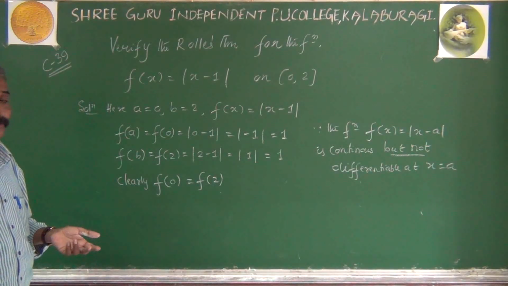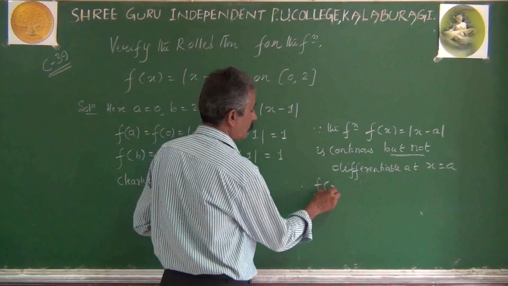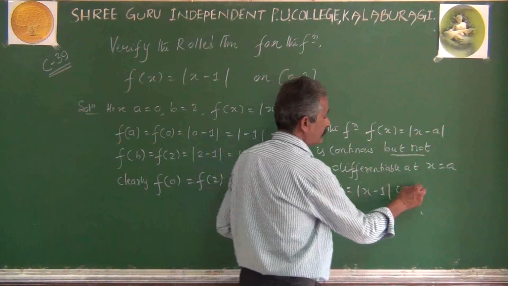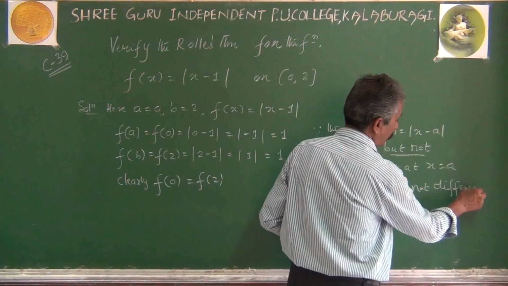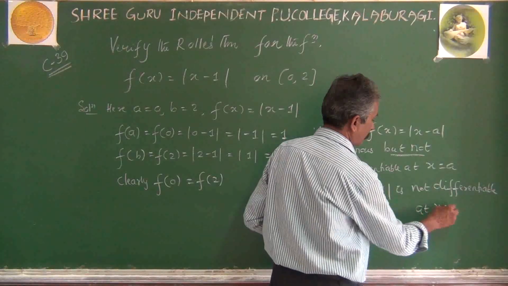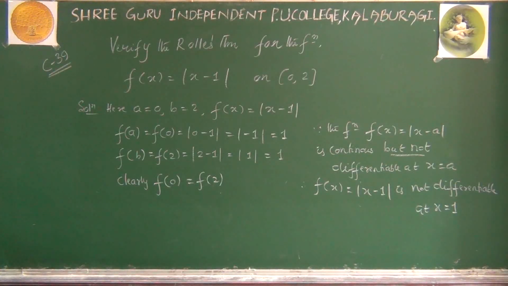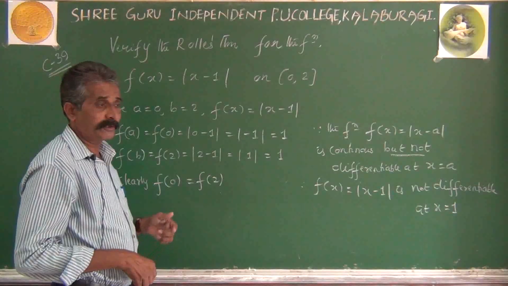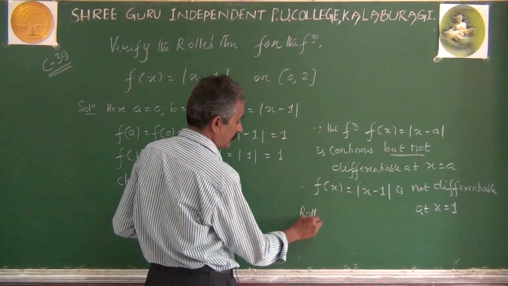Obviously, Rolle's theorem also fails. Therefore, f of x equal to modulus of x minus 1 is not differentiable at x equal to 1. As the function is not differentiable, obviously for this function on this interval, Rolle's theorem does not hold.